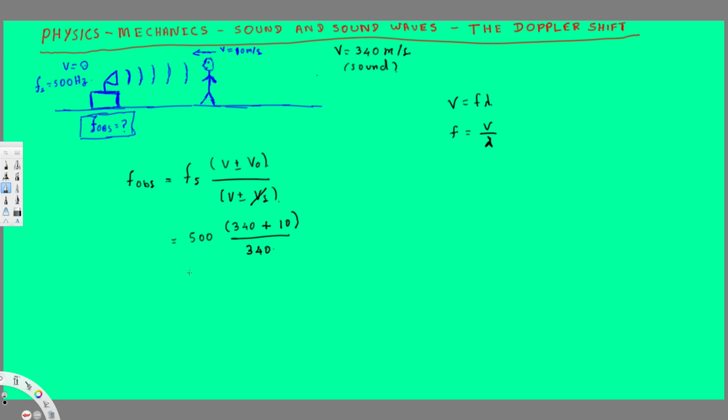So let's multiply everything. We have 500 multiplied by 350 over 340, and if you calculate this value, it comes out to be 514.7 hertz. So this is the frequency that's going to be observed by this observer, and that's how we calculate this.